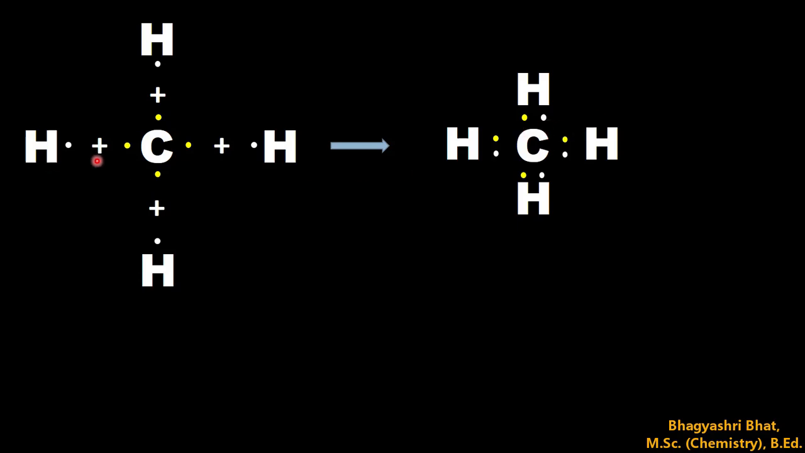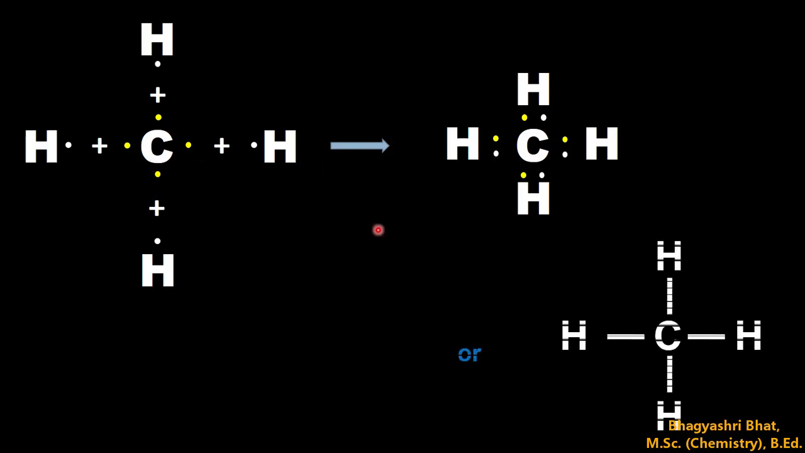Next molecule is methane, where carbon is surrounded by 4 hydrogen atoms. So carbon has 4 valence electrons, hydrogen 1 valence electron. So to attain octet structure, carbon shares its 4 electrons with 4 different hydrogen atoms. Thereby both carbon and hydrogen get stabilized. Since a pair of electrons is shared between carbon and hydrogen, the resulting CH bond is a single covalent bond.